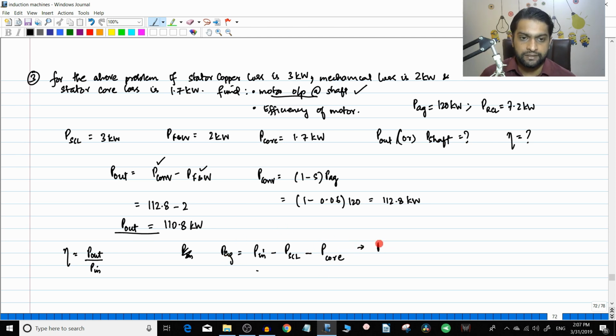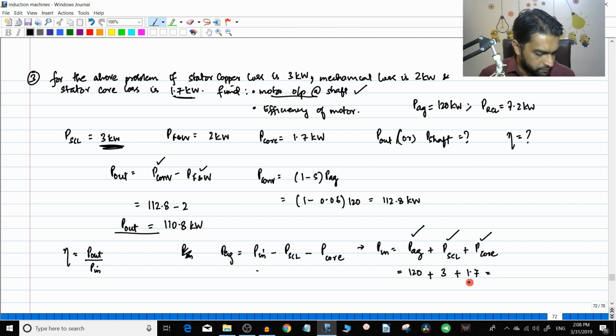From this you can see P input will be equal to PAG plus P stator copper loss plus P core loss. We know the PAG value is 120 kilowatts, the stator copper loss we know, and the core loss is also given in this problem. So we can substitute everything here: 120 kilowatts plus stator copper loss of 3 kilowatts plus core loss of 1.7 kilowatts. If you sum everything together, you will get 124.7 kilowatts. So this is the input to the induction motor.